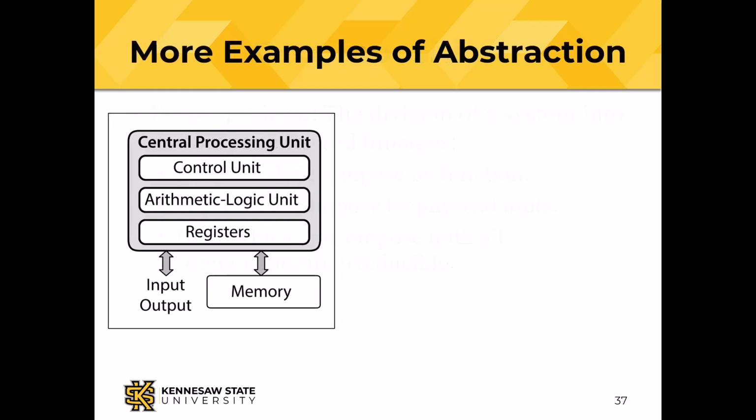Let's see some more examples of abstraction. On the left is an abstraction of the von Neumann computer architecture, and we're going to look at that in a lot more detail next time.